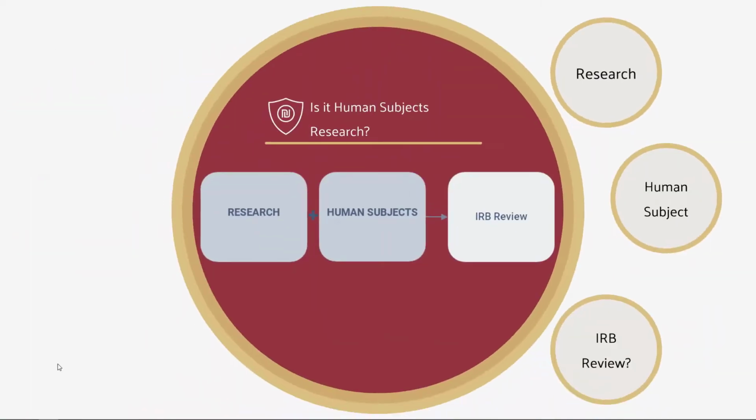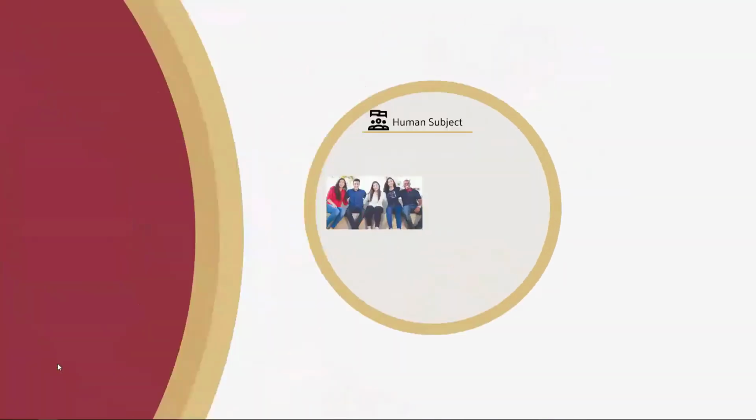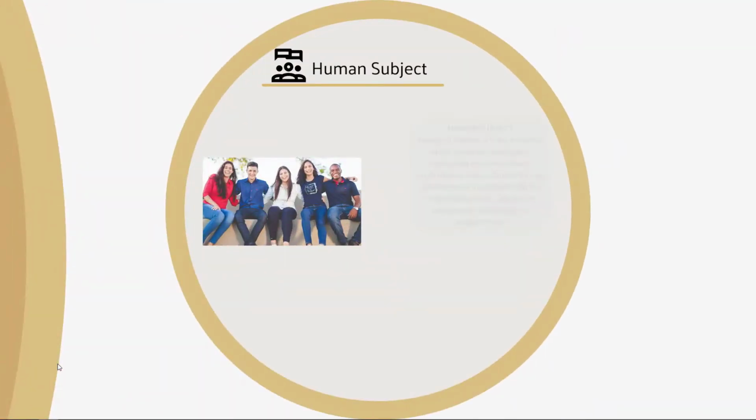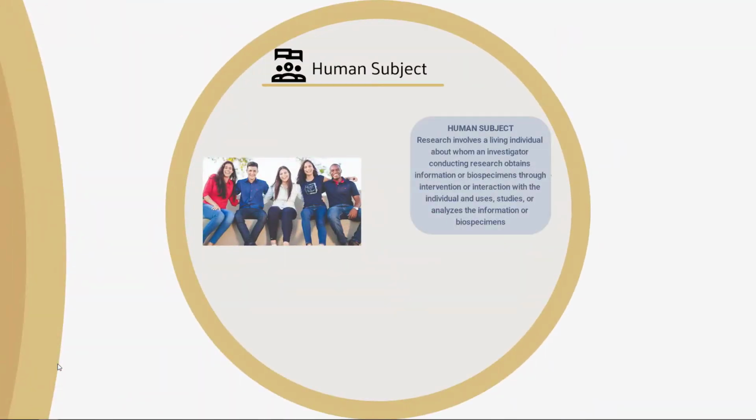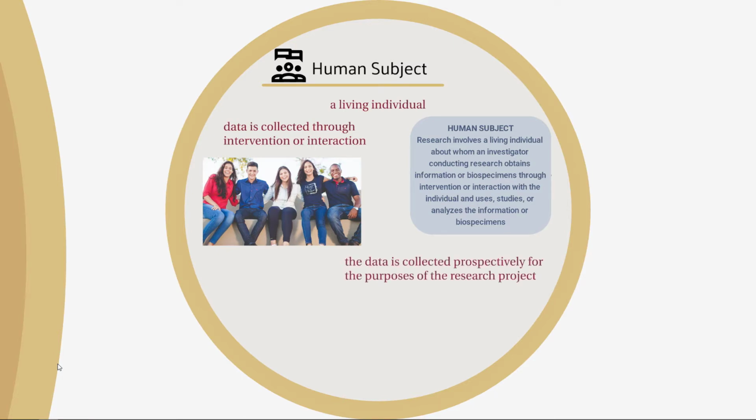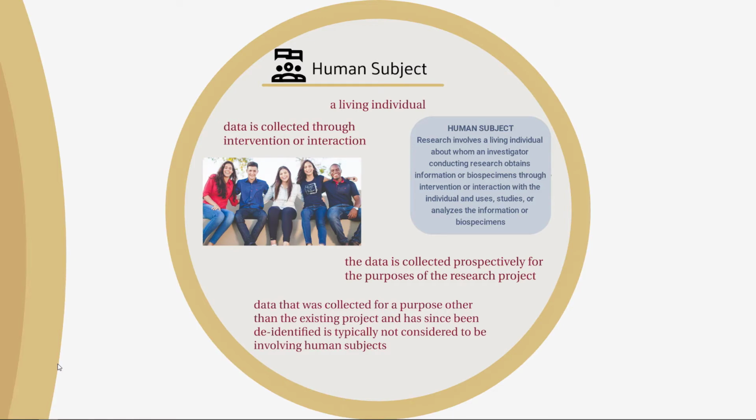Now let's look a bit closer at the definition of human subject. Human subjects are living individuals about whom an investigator conducting research obtains 1. Data through intervention or interaction with the individual, or 2. Identifiable private information. Humans are considered subjects and covered by federal regulations if the researcher interacts or intervenes directly with them, or collects identifiable private information or identifiable biospecimens.